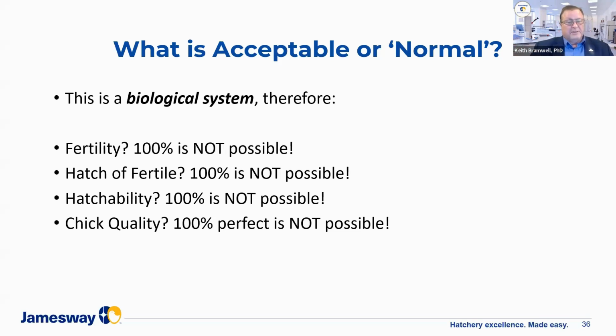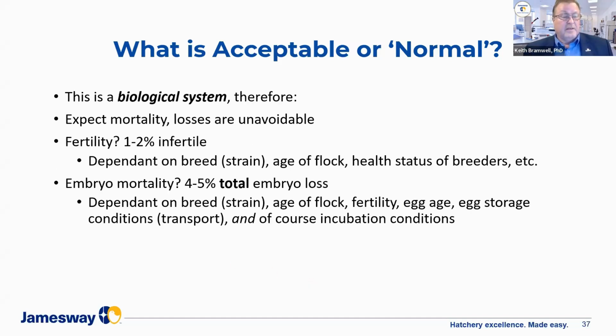Hatcher fertile, 100%. That's not possible either, because like I talked about, the developmental periods when we don't get proper cell differentiation, proper growth of that embryo, we're going to get mortality. Hatchability, 100%, it's not possible. Chick quality, 100% perfect, it's not possible. So we need to understand that.